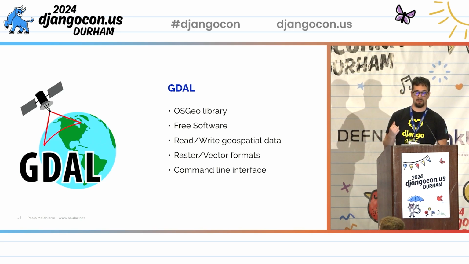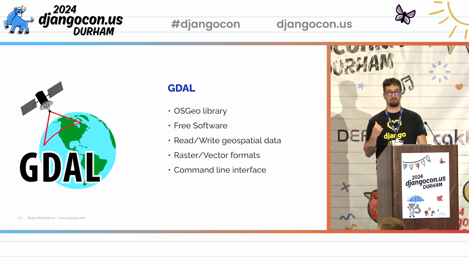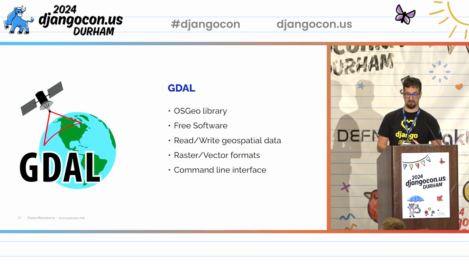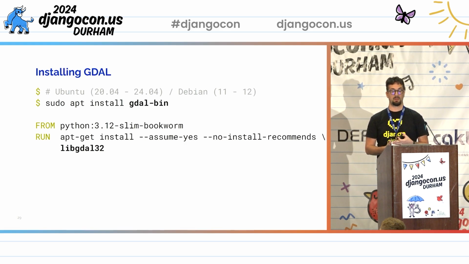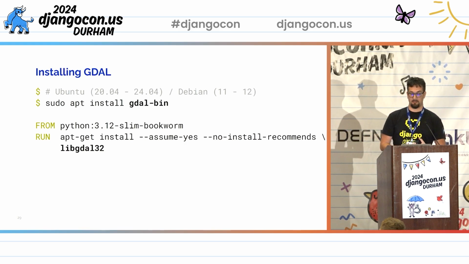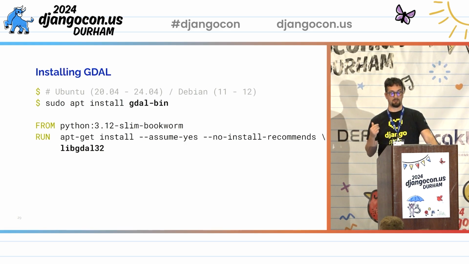The first one is GDAL, which is a mandatory requirement for GeoDjango. It is an OSGeo library for reading and writing raster and vector geospatial data formats. It has a lot of command line tools for geographic data processing. To install it on a Debian-based system, you can use the apt package manager, or in Docker, if your Docker image is based on the Python bookworm image, we can install a smaller package which contains only the library itself without all the commands that are useful in the development stage.